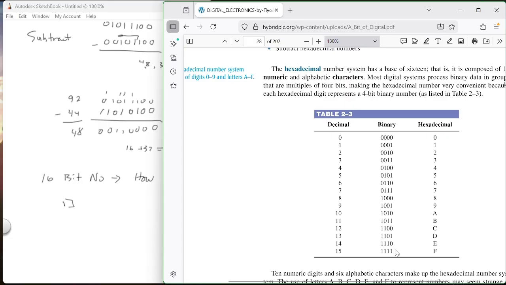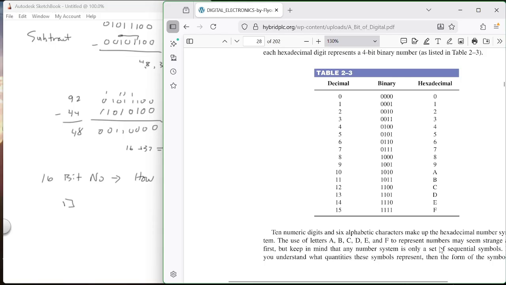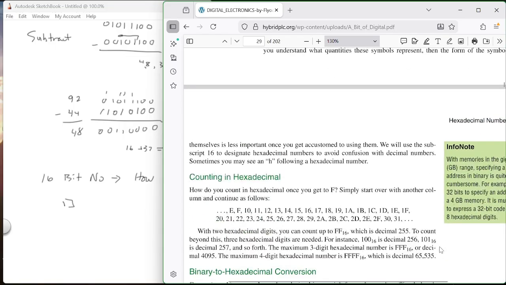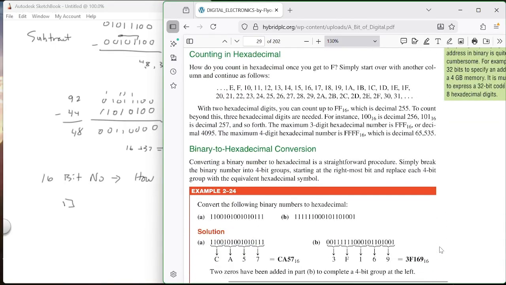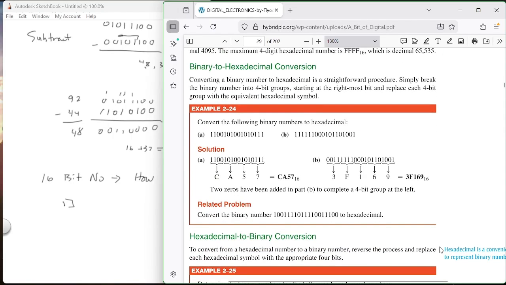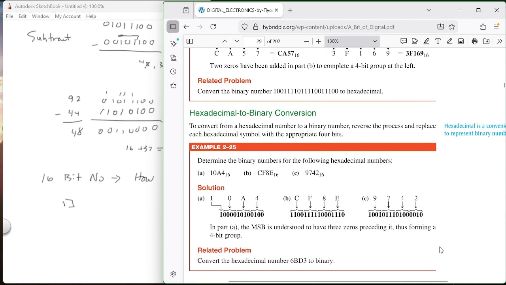They take 4 bits and they cram them into a number, and after you get past 9, you go A, B, C, D, E, F. That's all it is. So if you see a number that's got A's and B's and C's and D's in it, you automatically think of it as hexadecimal. And you can convert. Binary to hex is very easy. Conversion from hexadecimal to binary is very easy, very, very straightforward. Conversion from hex to decimal is not so easy.